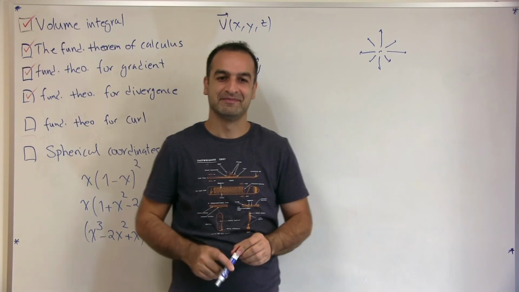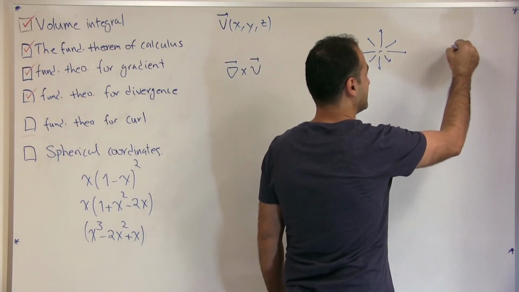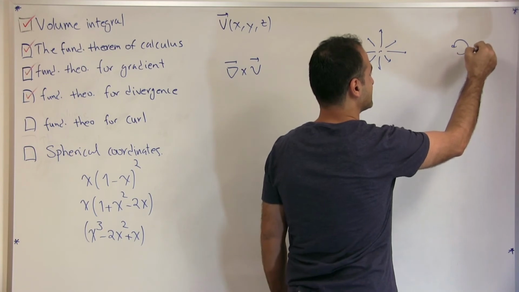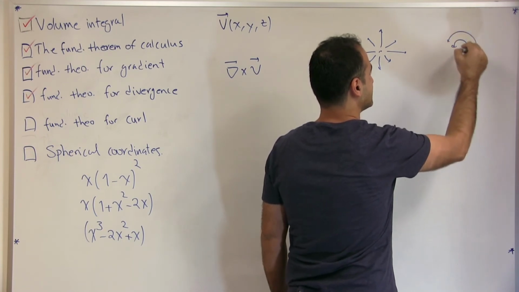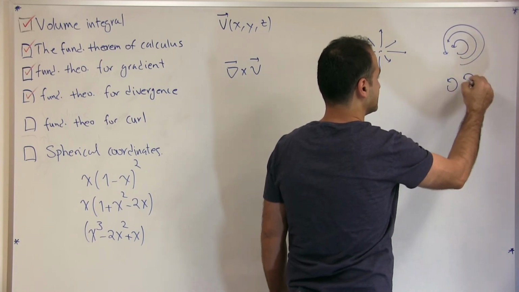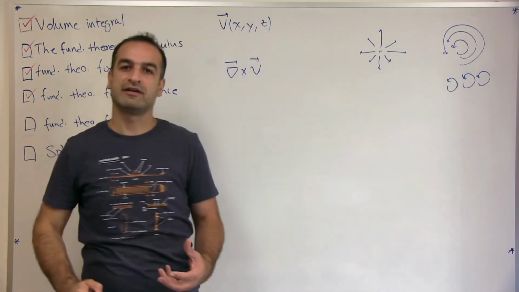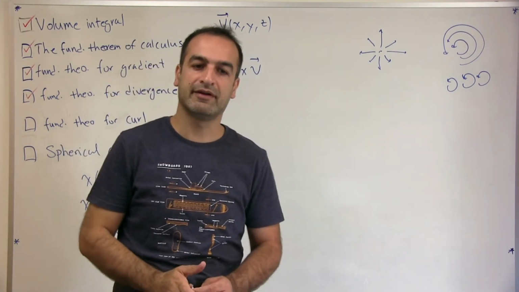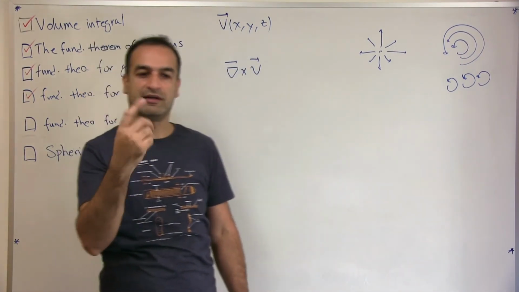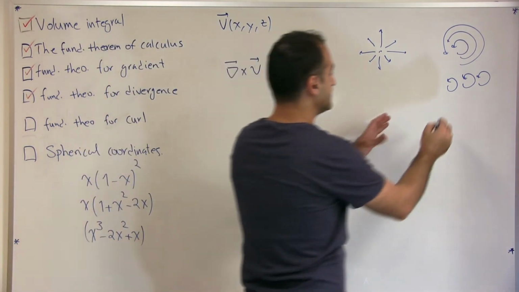Like the swirl of a vector field around one point. Okay, so this is pretty much the curl. Could be like this, function going like this, or function going like this. This is also curl. So if a vector function has a positive or negative curl, that means it's swirling around one axis, one point, or many points. Okay, so this is curl.